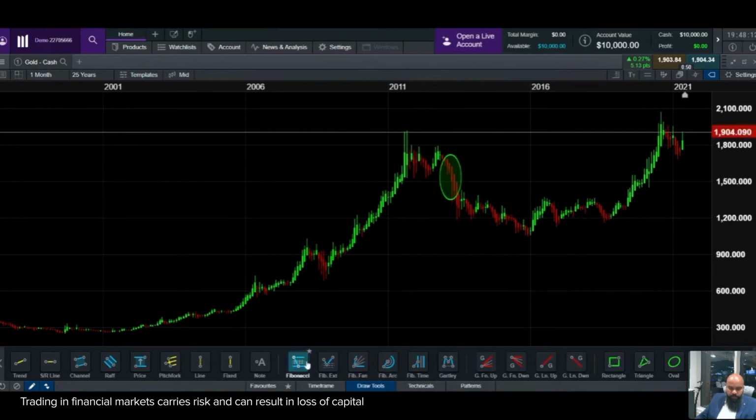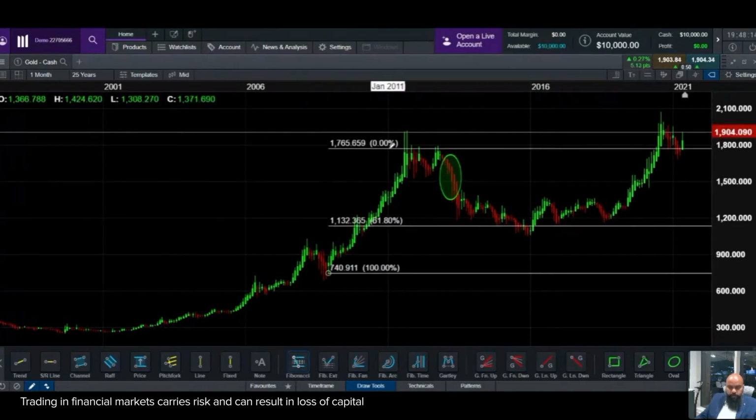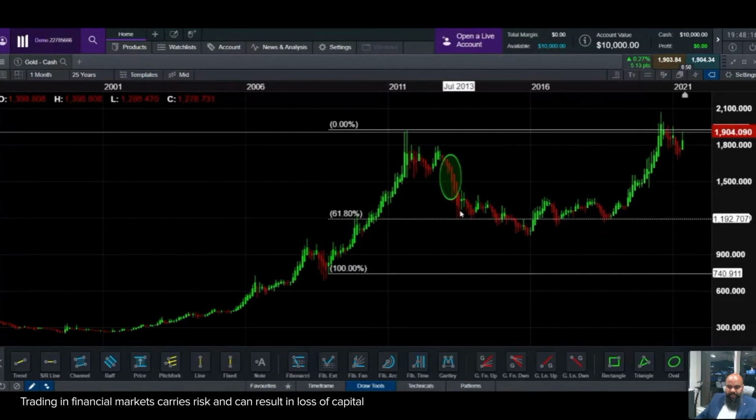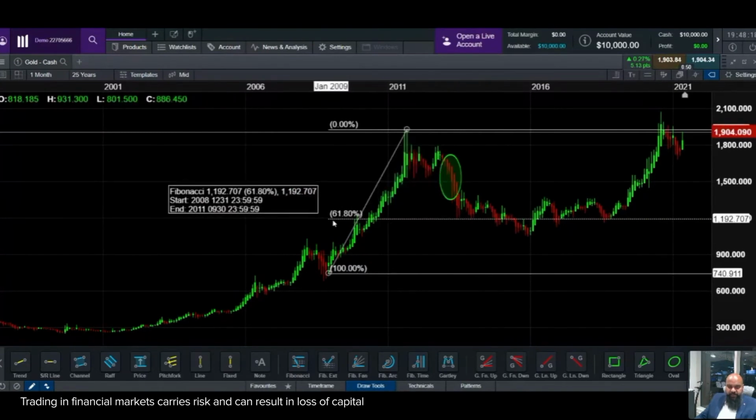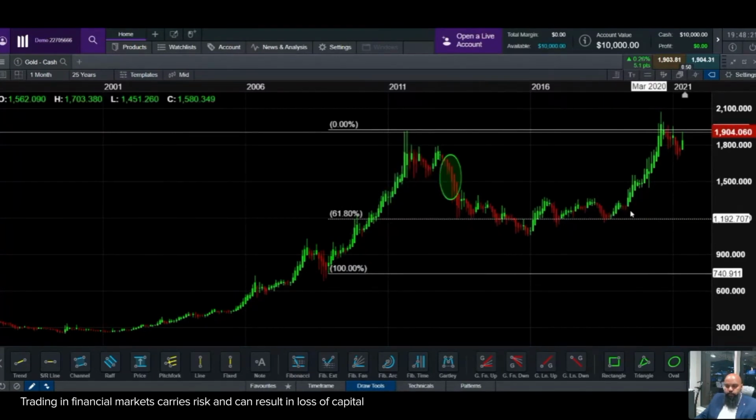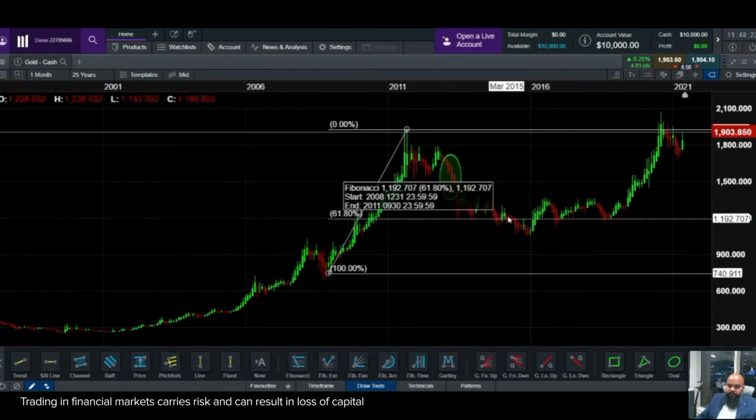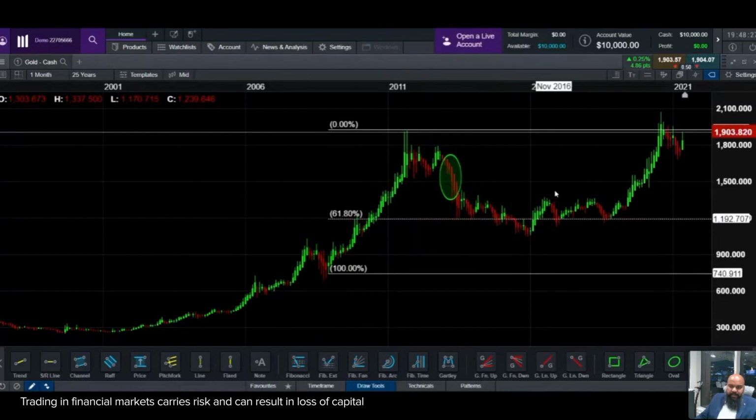So now what I'm going to do is measure the bottom to top to see where is a good price to buy. In this case, 61.8 comes to 1,192. So 1,192 would have been a very good level to buy on gold. However, it went below that, breached that, and it has come back high above that.